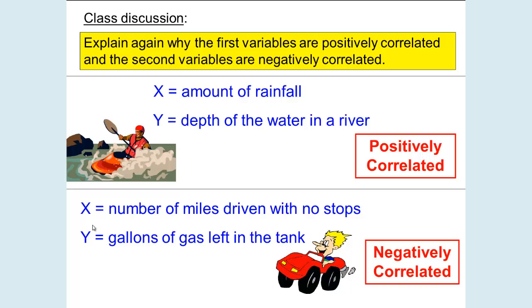Let's look at the negatively correlated situation at the bottom of the screen. The number of miles driven increases, the number of gallons left in the tank decreases. The fewer miles we drive, the more gas we have left in the tank. So that is doing the opposite, and therefore we are negatively correlated.